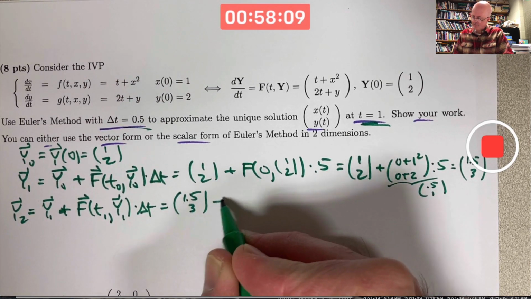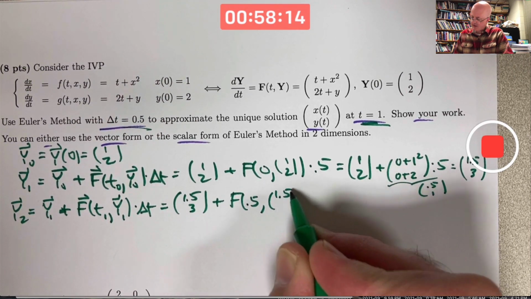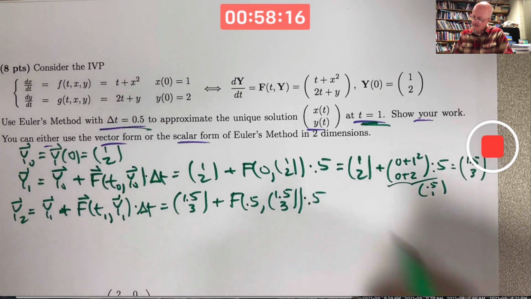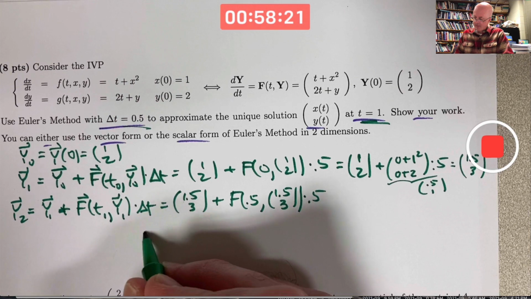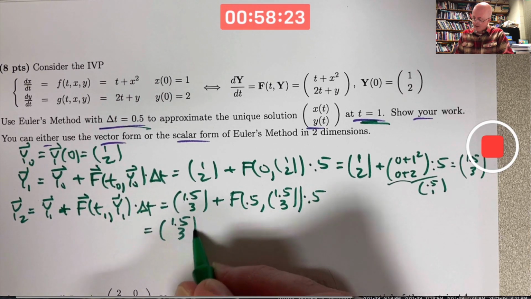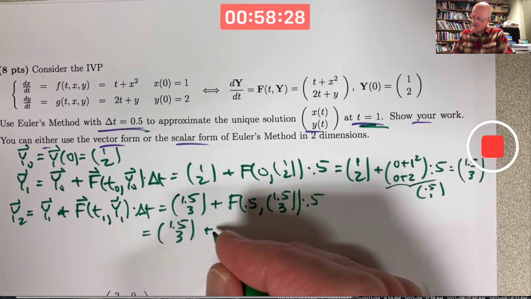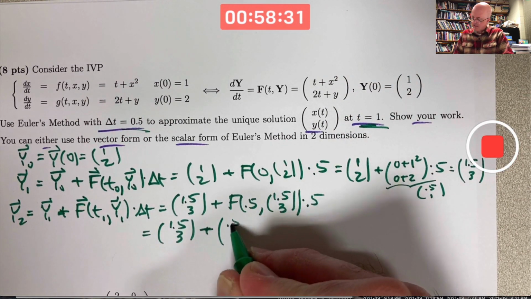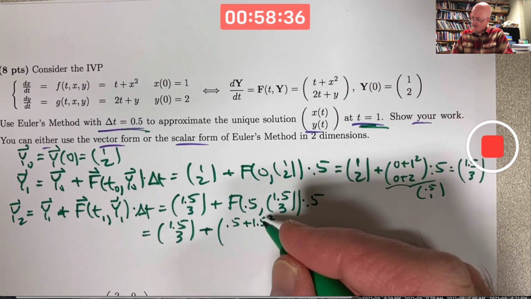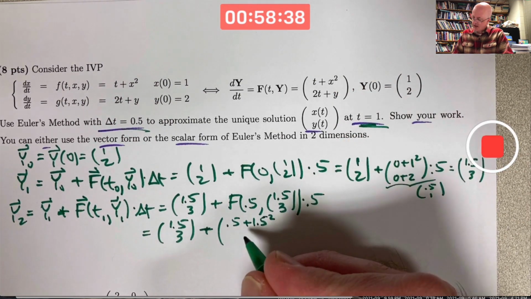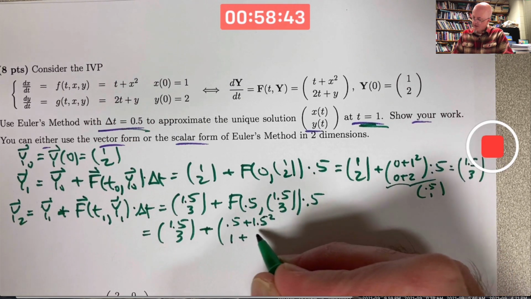1.5, 3 plus f of 0.5 comma 1.5, 3, just plugging things in here. It's a little confusing if you're not used to dealing with vectors, but that's what I'm doing here. What happens when I plug into the vector field? Again, t is 0.5 now, x is 1.5. So I get, in the first component here, 0.5 plus 1.5 squared. Second component, I get 2 times t, which is 2 times 0.5 is 1, plus y is 3.